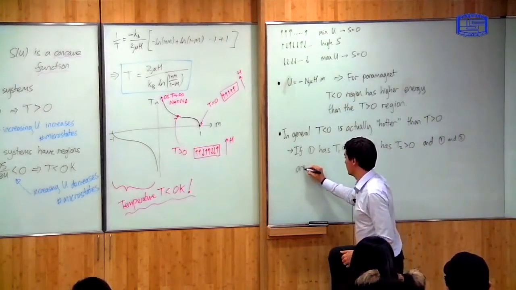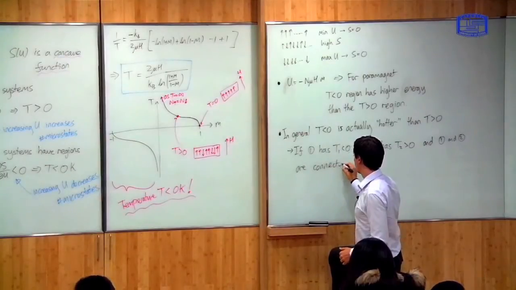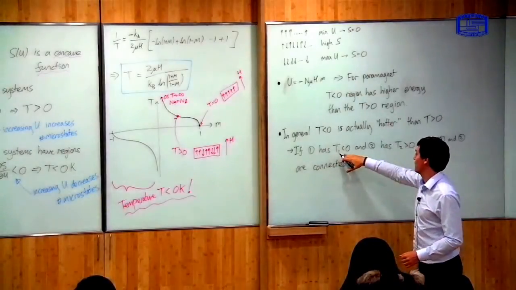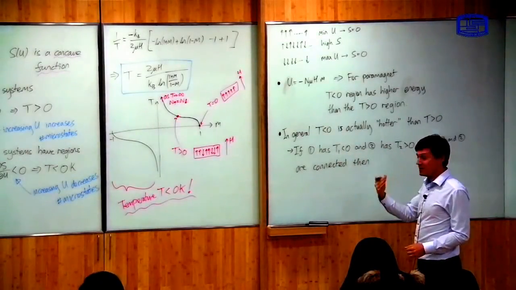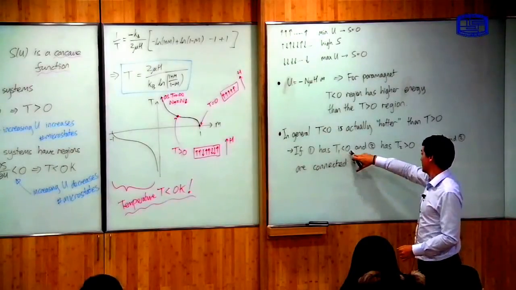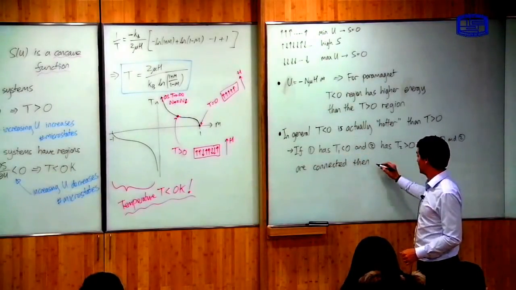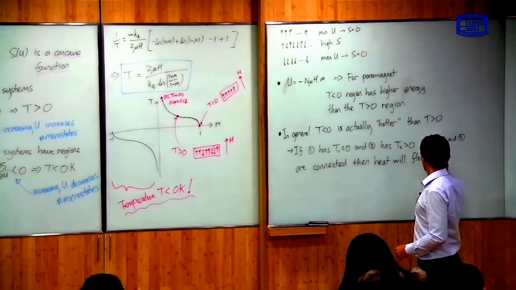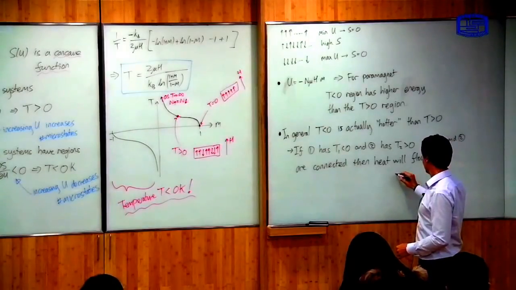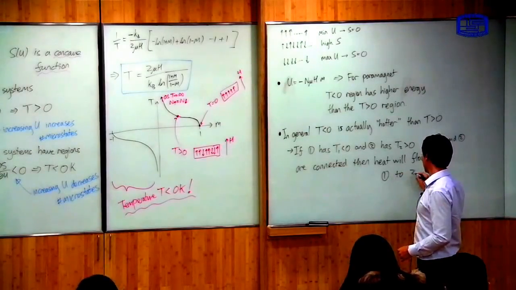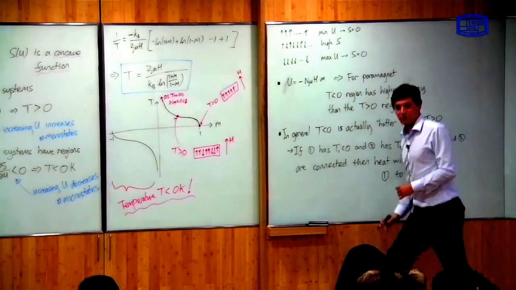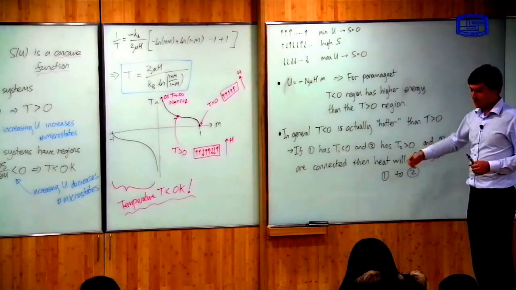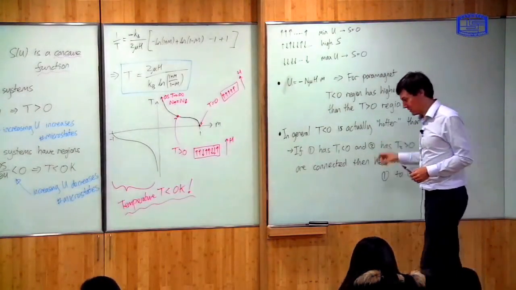Connected. So if I've got one system which has a negative temperature and one system which has a positive temperature, then the heat will always flow from the negative temperature region to the positive temperature region. Heat will flow from system 1 to system 2. The opposite of what you might expect. It goes from the negative temperature to the positive temperature. And therefore, we can think of negative temperatures as actually being hotter than positive ones.